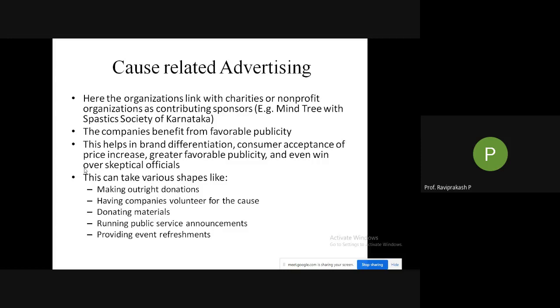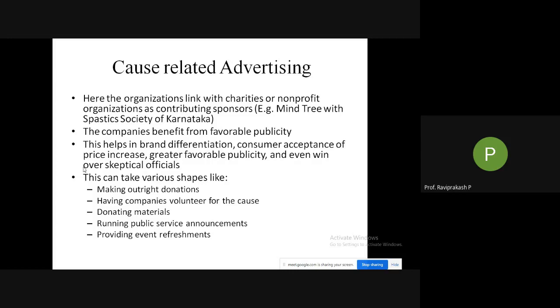So this is cause-related advertising, and the companies benefit from favorable publicity because they are associated with them and helping them. Then this can take various shapes, like outright donations, that means when somebody is asking, you are giving them donations. Then having company employees volunteer for the cause. Then donating materials, whatever is required by them.